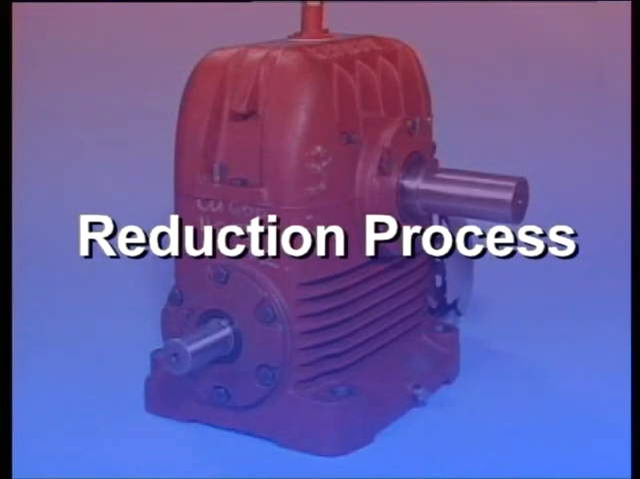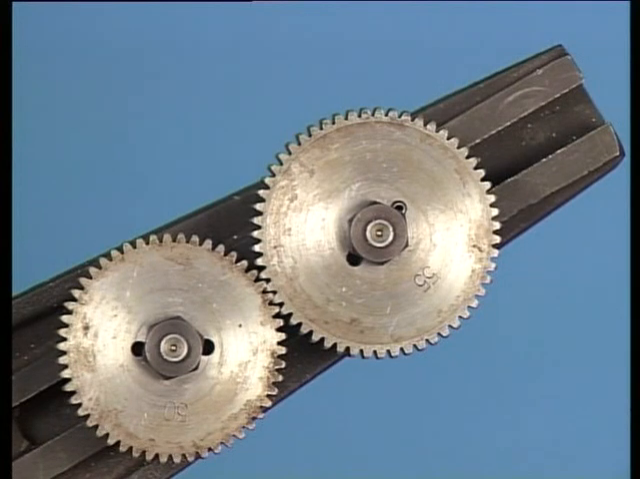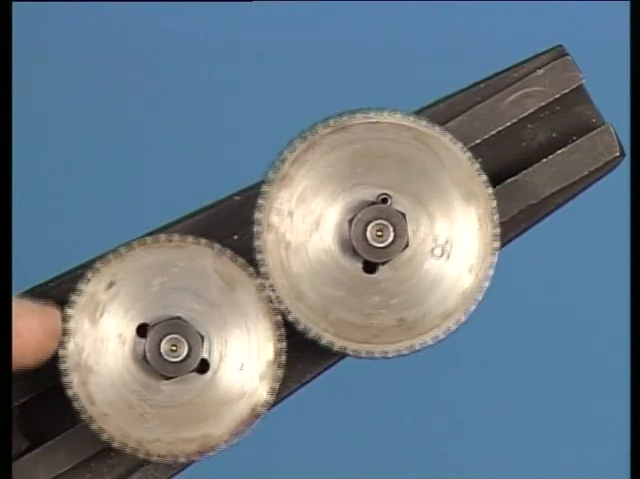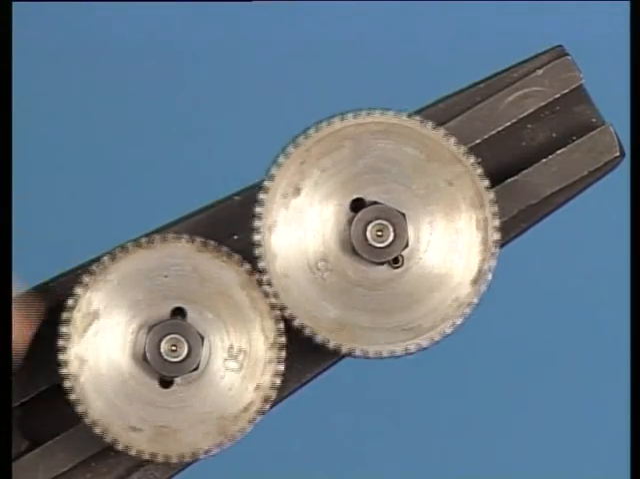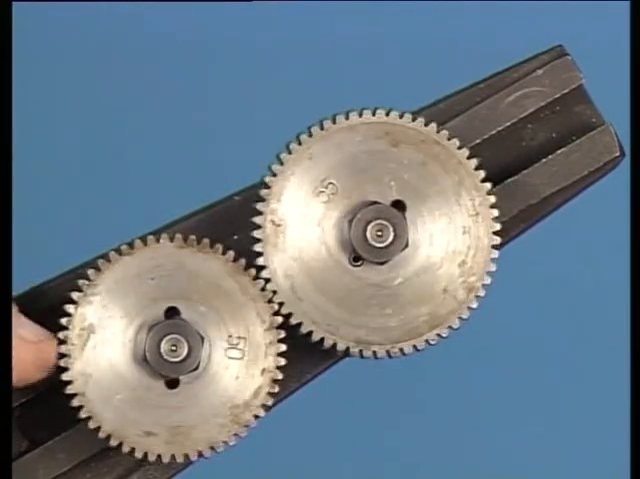Welcome back as we continue in our geared reduction overview by discussing the process of reduction. In this simple demonstration, we have arranged two spur gears to illustrate the fact that by applying a turning force to one of the gears, we will cause movement or rotation in a second gear. Simple enough to follow.